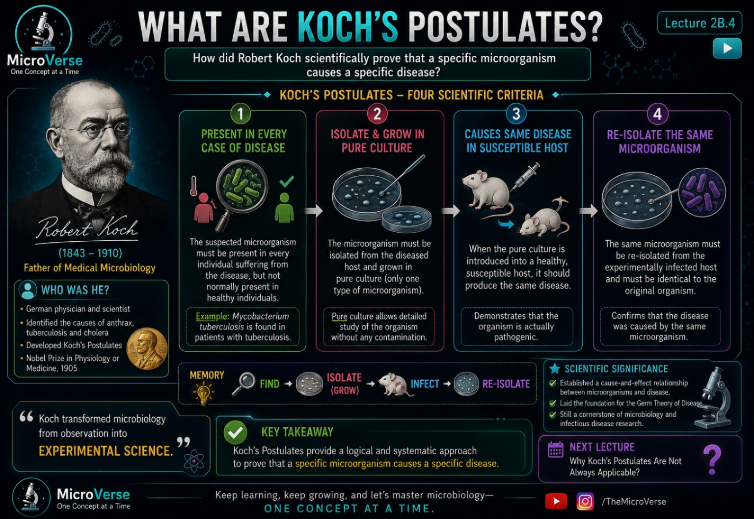Then, the fourth postulate. The fourth postulate states that the same microorganism must be re-isolated from the experimentally infected host. Furthermore, the re-isolated microorganism should be identical to the original organism. This final step confirms that the observed disease was produced by the same microorganism introduced during the experiment. Thus, the complete sequence establishes a scientific cause and effect relationship.